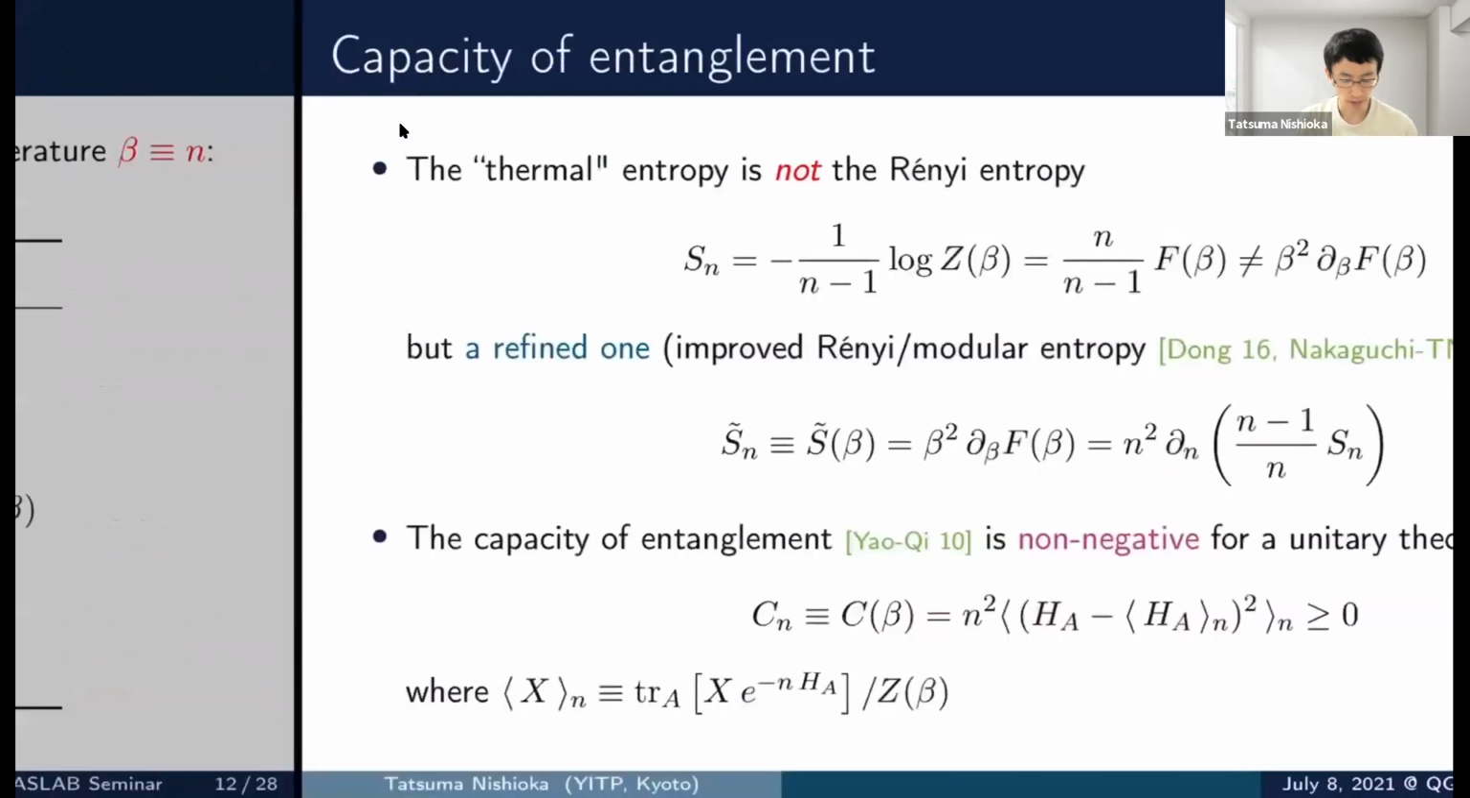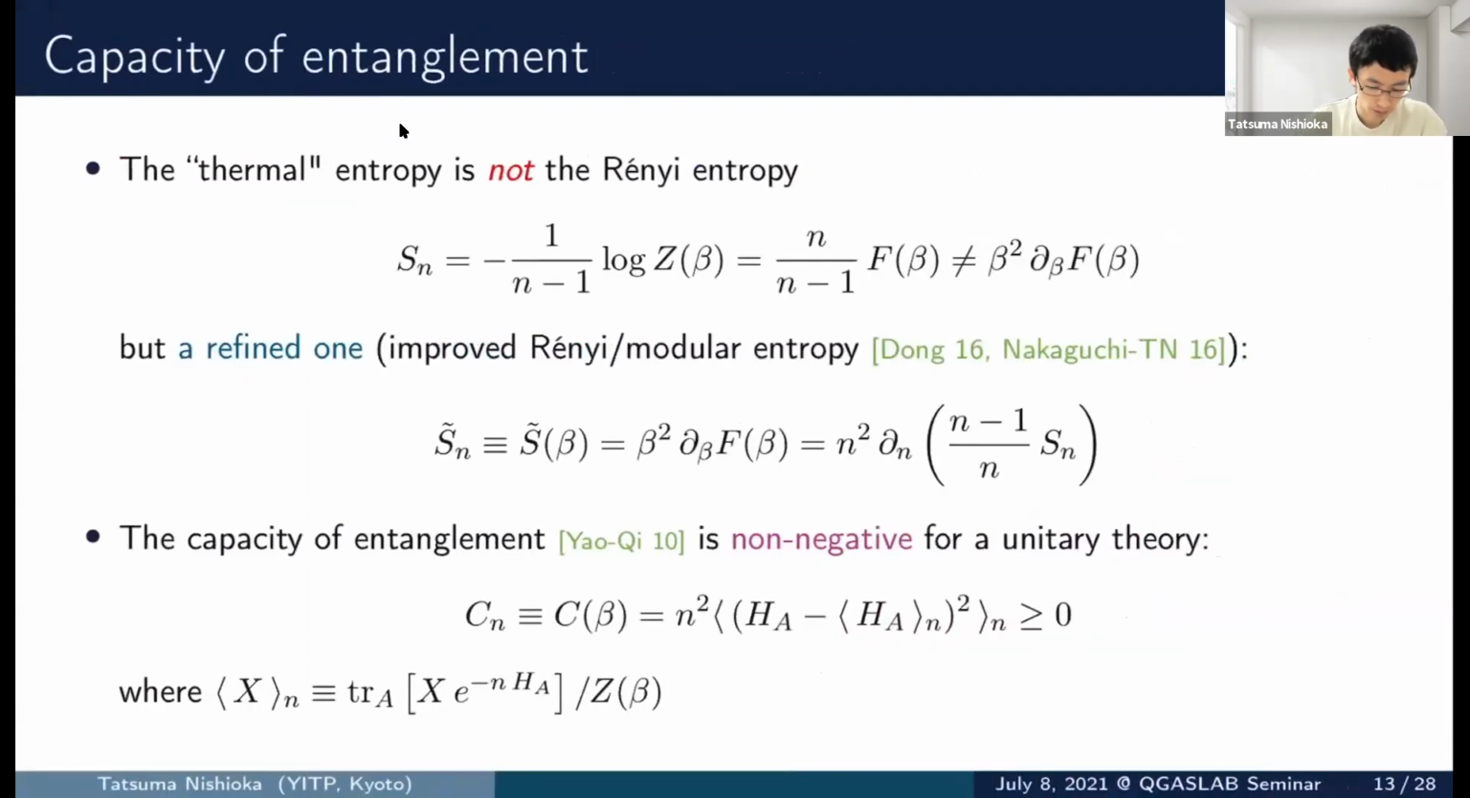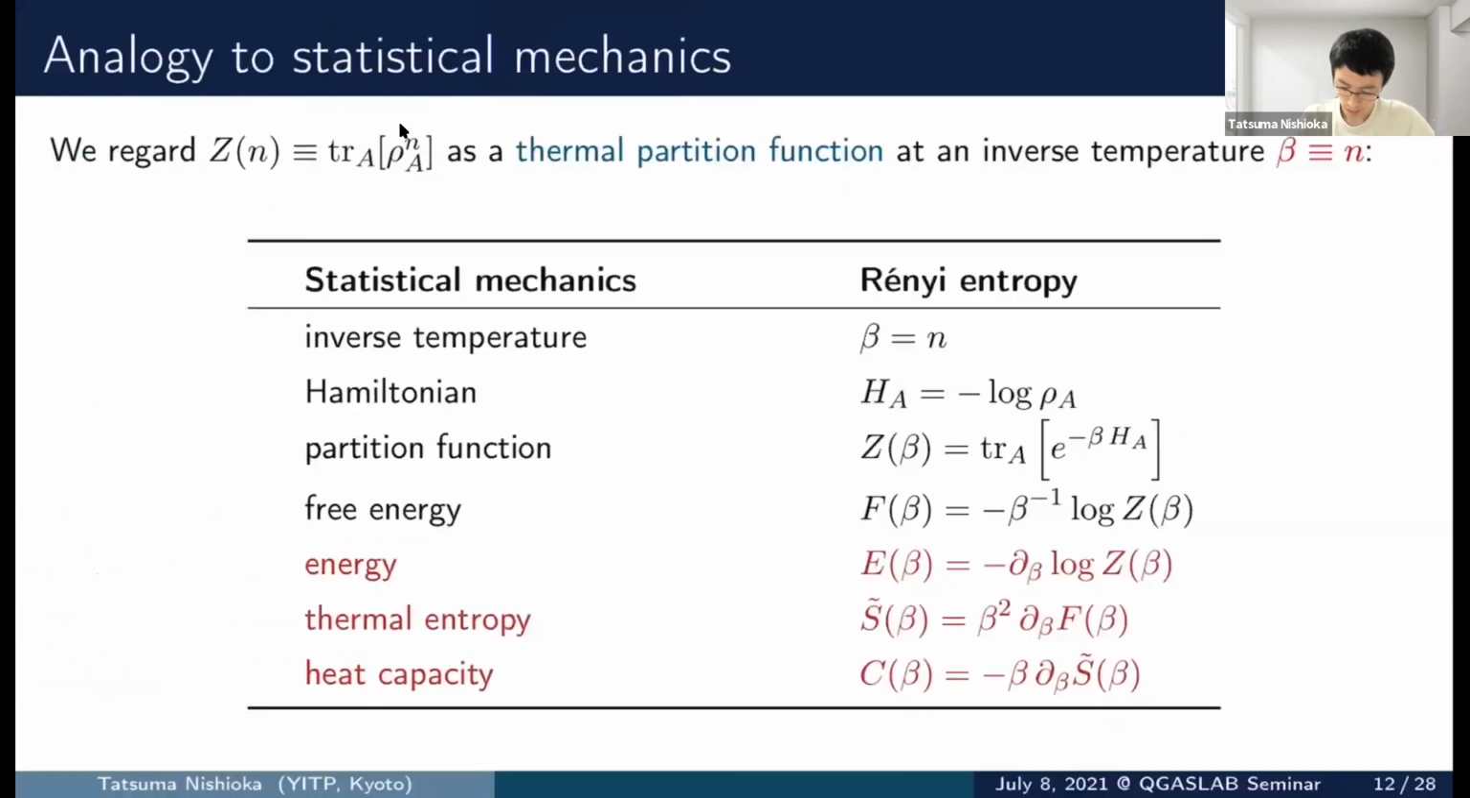Let's see more closely. The thermal entropy I defined is not exactly equal to the Rényi entropy, because Sn is defined in this way. This can be rewritten using the free energy like this, but this is not equal to the canonical definition of the thermal entropy. So this is the canonical definition of the thermal entropy.